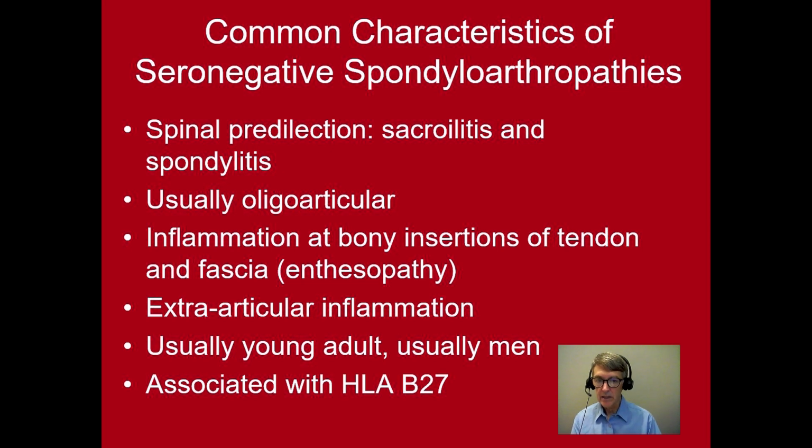There are extraarticular inflammation, and this is actually what characterizes these diseases a lot, and we'll talk about that as we go through the pictures and slides. Generally, it's young adult, usually men, and one can see how this is different than rheumatoid arthritis and lupus, which is more often women. And again, this is associated with an HLA-B27.